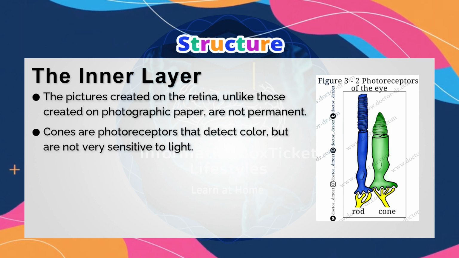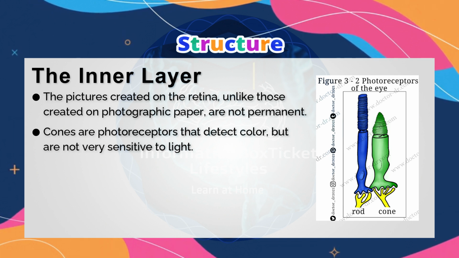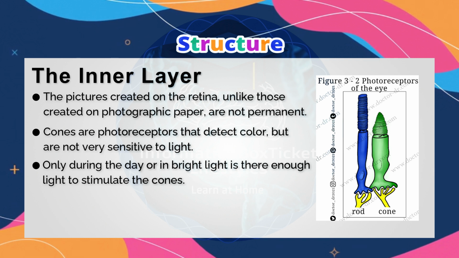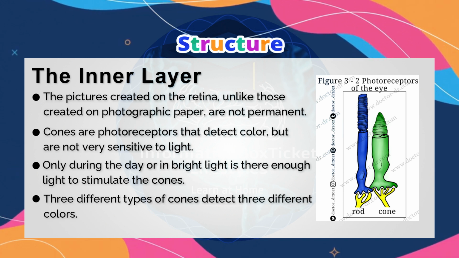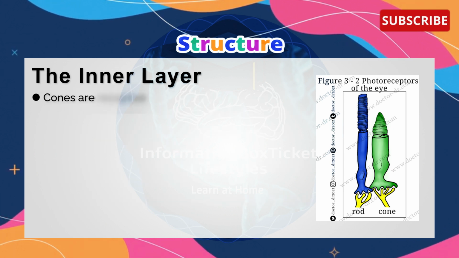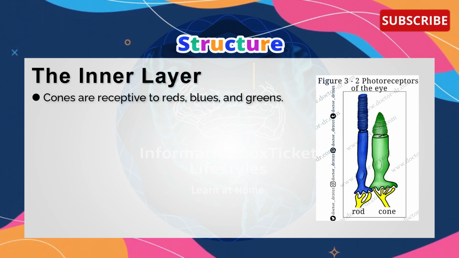Cones are photoreceptors that detect color but are not very sensitive to light. Only during the day or in bright light is there enough light to stimulate the cones. Three different types of cone detect three different colors. Cones are receptive to red, blue, and green.